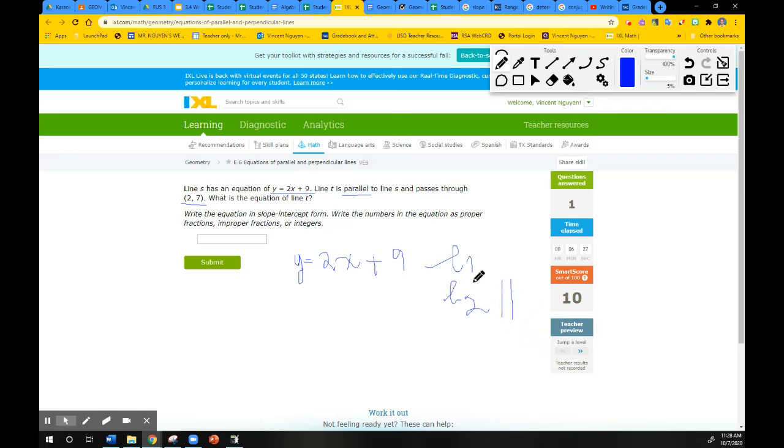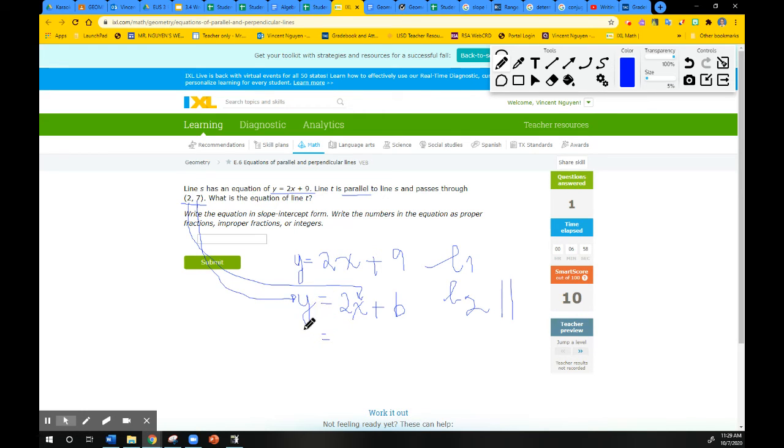Okay, so parallel means I'm going to be using the same slope. So my new line is still going to have 2x in it, right? Same slope. Plus b. I do not know what b is. I got to find it. Again, the process is the same. I'm going to substitute 2 in for x and 7 in for y. Why do I have to do this? Well, if I want to solve for b, I got to know what the other letters are, right?